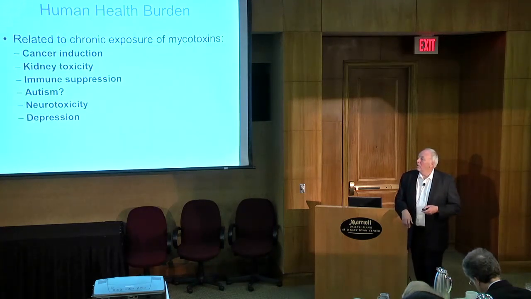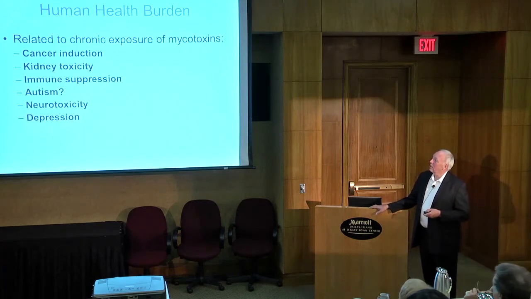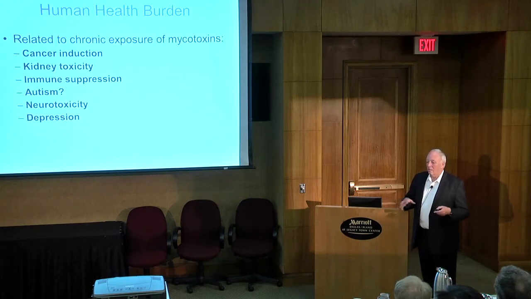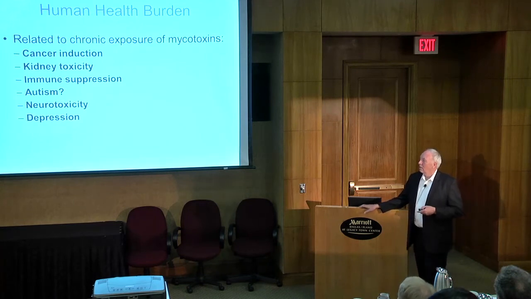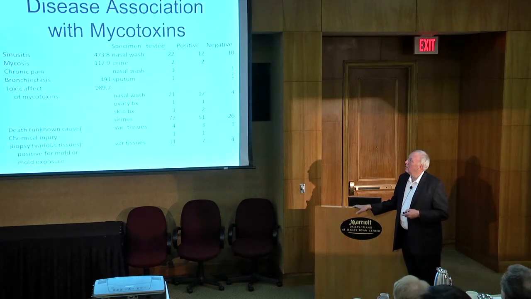So the human health burden that we've been interested in related to chronic exposure is cancer, kidney toxicity, immune suppression, a big question about autism, and neurotoxicity and depression. There are some in the audience that I'm going to have come up and be in our roundtable as well on the neurotoxicity. So we're very interested in hearing what your thoughts are as the audience in this.